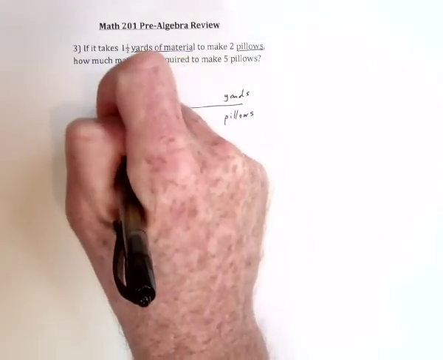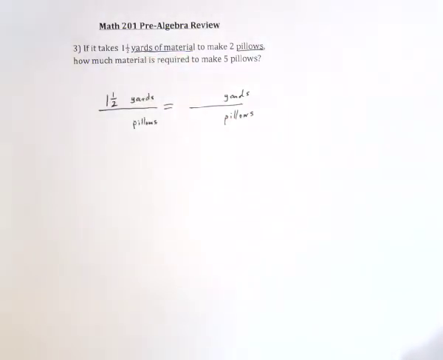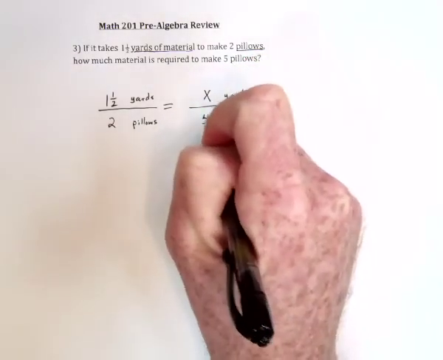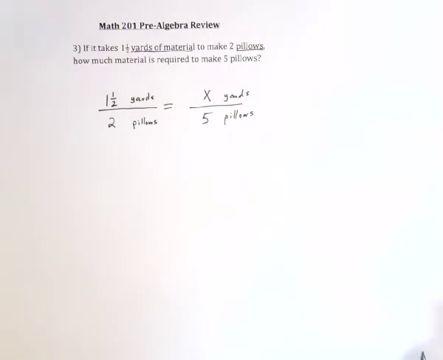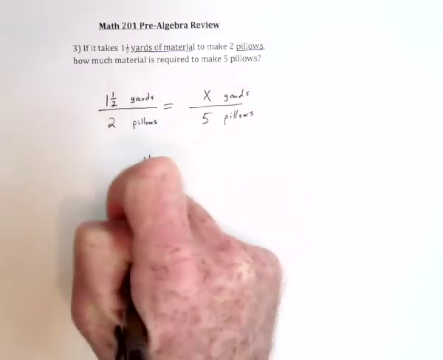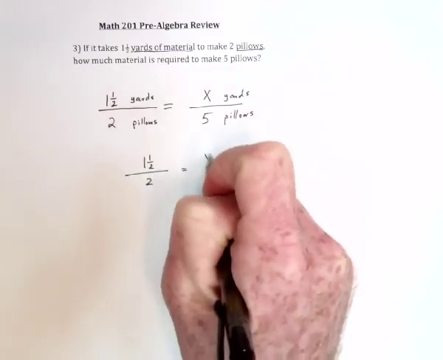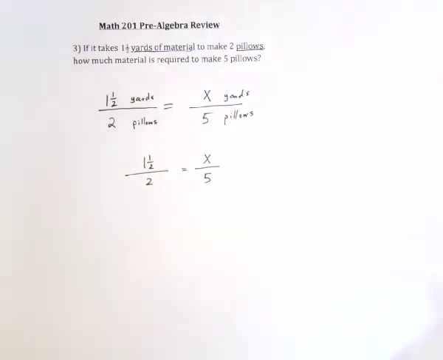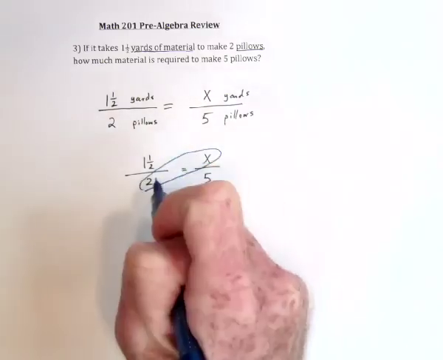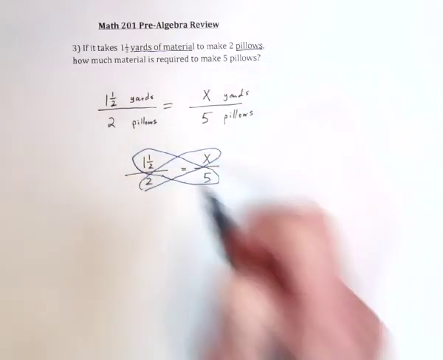So 1.5 makes 2 pillows. How much material? So this I don't know. I'll use X to make 5 pillows. Or you can drop the words away after this, and it would be 1.5 over 2 equals X over 5. So next comes the cross multiplication. So this direction would be 2x. This direction would be 5 times 1.5.